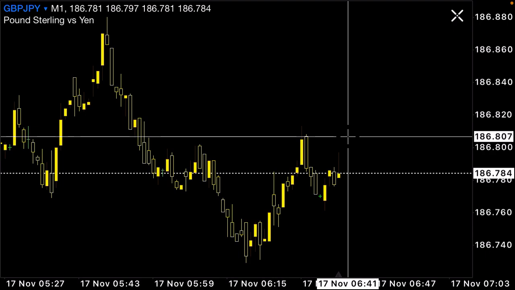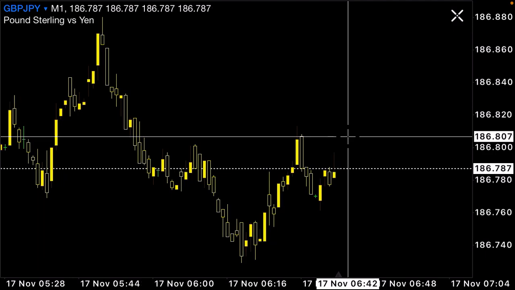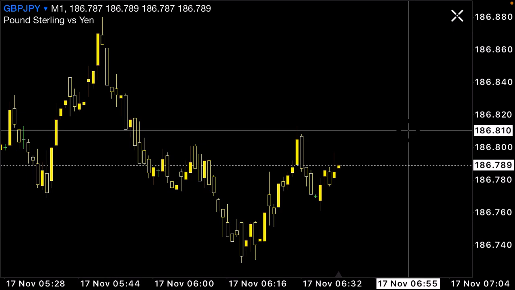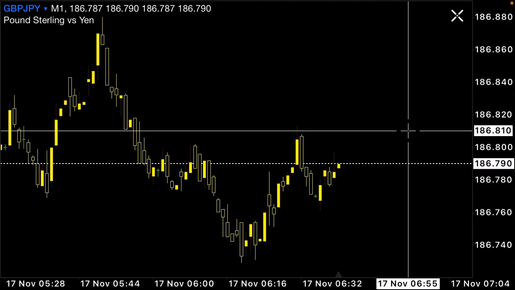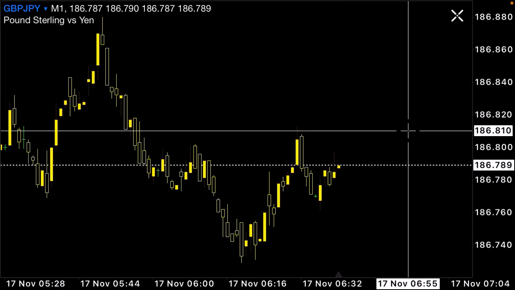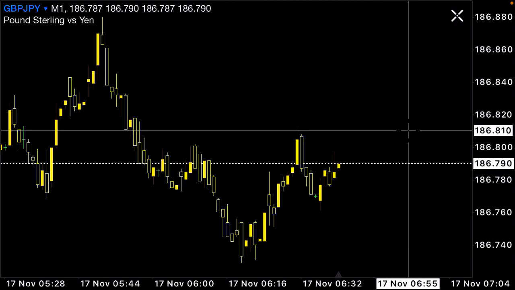We could sit here and watch it and see if it comes up to there and see what it does, and whether or not it's going to stop right there for a little bit and go sideways, or if it's going to blow through and keep going.